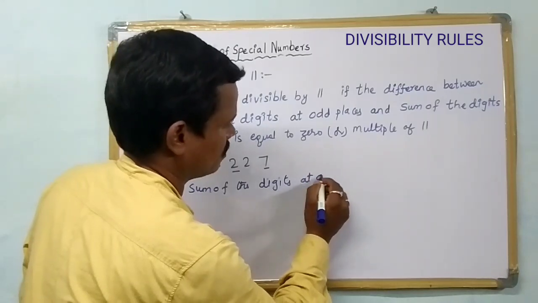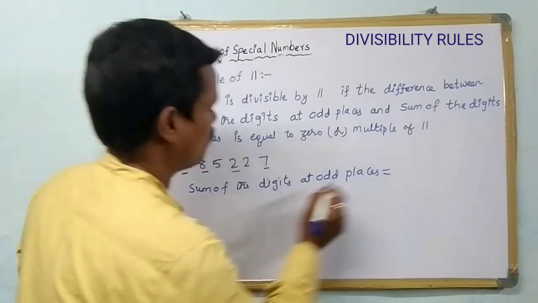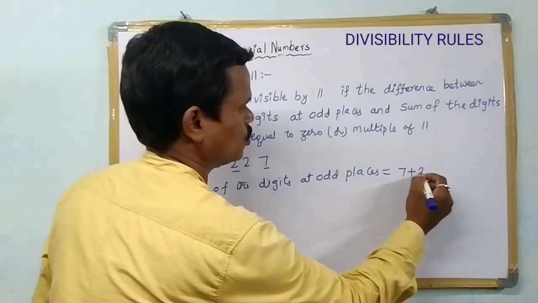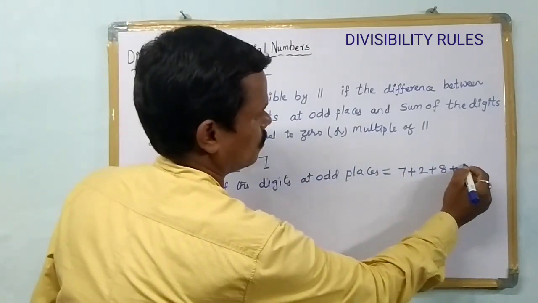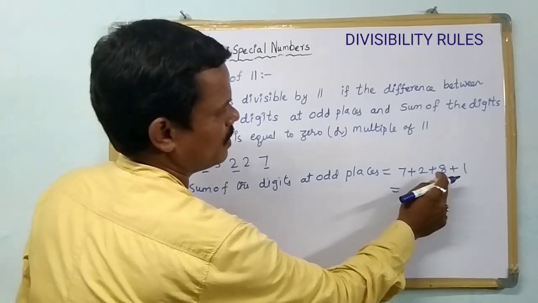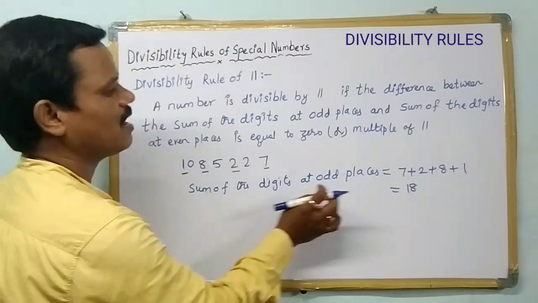at odd places. 7 plus 2 plus 8 plus 1. 7 plus 2 is 9, 9 plus 9 is 18. This is the sum of the digits at odd places.